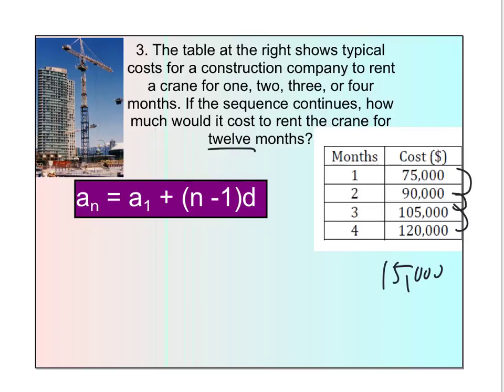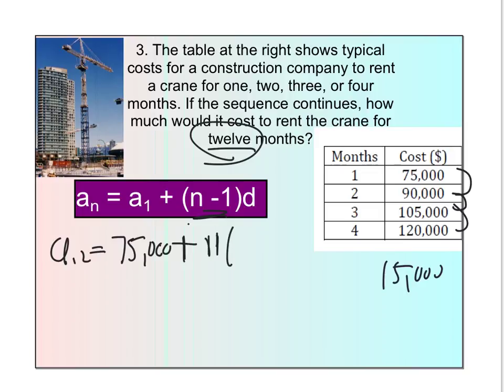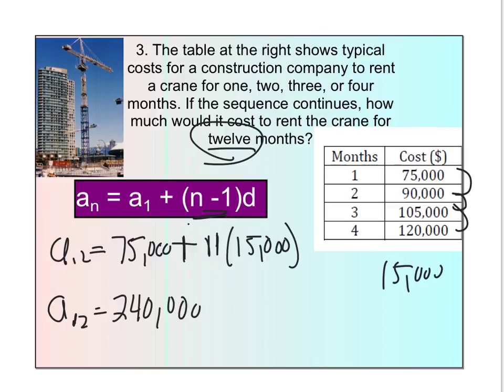The way I would set this up is, I'm looking at 12 months, so I want A sub 12. My first amount is going to be 75,000. And then n minus 1 will be 11 times 15. So 15,000 times 11 plus 75,000. For 12 months, that's going to be $240,000.